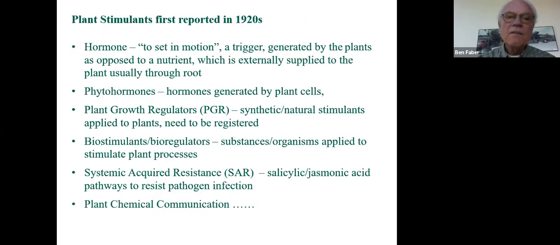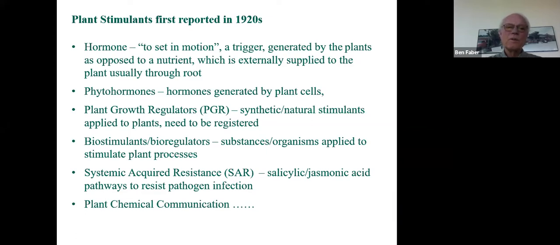So I'd like to cover a little background about hormones. We're talking about gibberellic acid, which is a hormone. These are plant stimulants that are generated by the plant itself. Hormones are in living things, and have been found in bacteria as well. But hormone is a Greek word that is defined as to set in motion. It's a trigger. It sets off a set of processes in the plant.